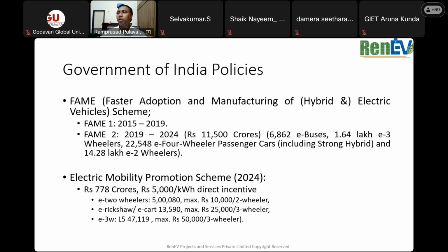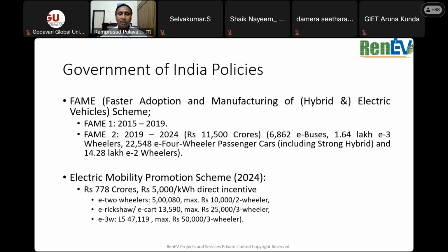And what is the number of two-wheelers that are being provided? The total number is 580,000 scooters or two-wheelers or bikes. So once this target is achieved, 580,000 numbers have been sold, that is the cap, after which the subsidy is no longer available.